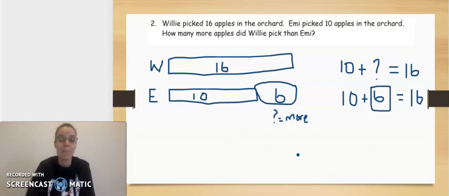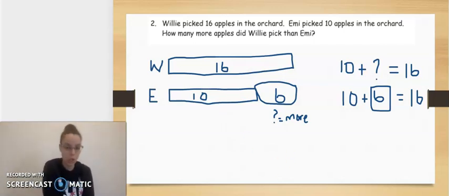How many more apples does Willie pick than Emmy? Yep, you should start with Willie picked. You got it. Willie picked 6 more apples than Emmy. Go ahead and write that down. I'm not going to write it because it's going to take me way too long. Willie picked 6 more apples than Emmy.